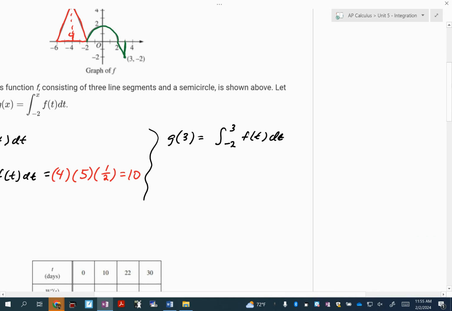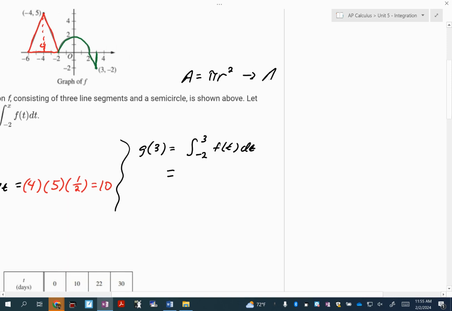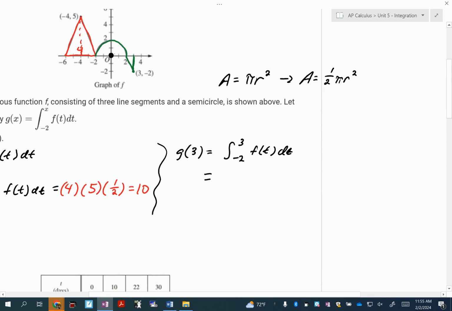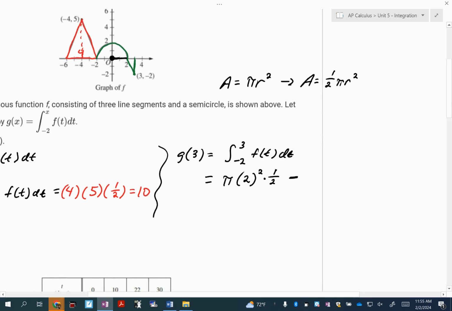So in this case, when I find the area of that semicircle, the area of a circle is pi r squared. So for a semicircle, all I need to do is cut that in half. So it'd be a half of pi r squared. So the radius here is going to be that distance of 2 units. So I have pi times the radius squared. Don't forget to multiply that by a half. All right, and I'm going to put subtraction. You could put adding a negative, but I'm going to subtract this area of this triangle.